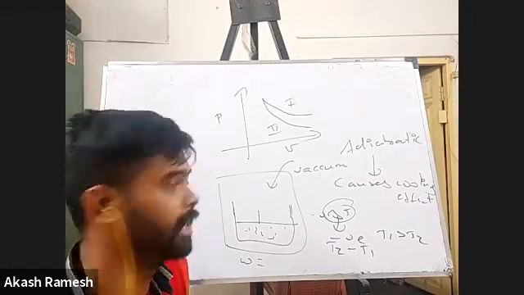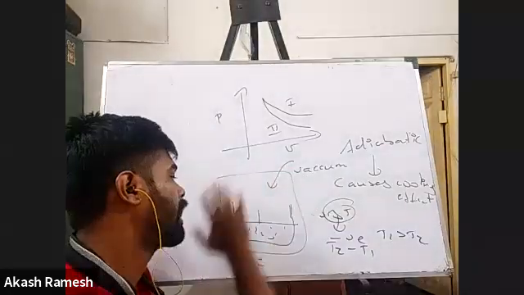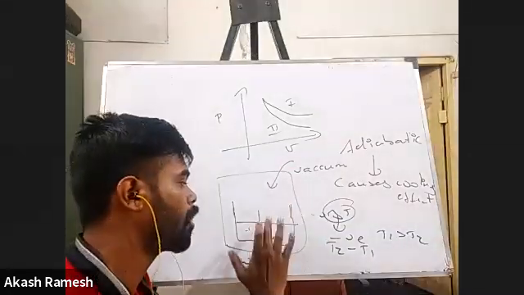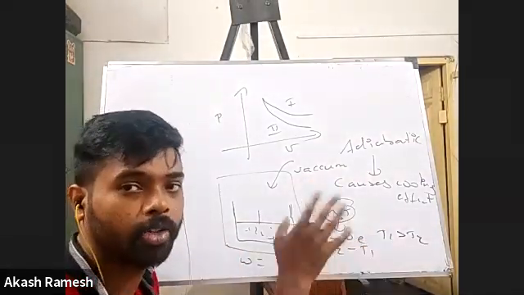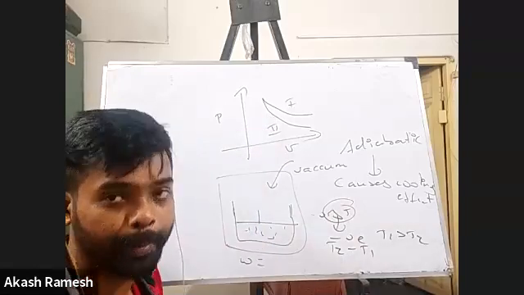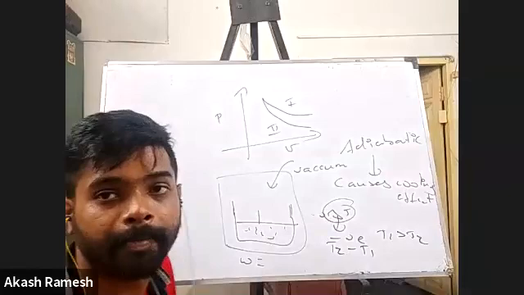Hope you understood my question, right? I have a chamber in which there is vacuum, right? Okay, and I have a piston placed. I had a 1 kg mass, it was in equilibrium. Now I removed the 1 kg mass, so obviously the piston moves up, right? Now I'm asking you, what is the work done?